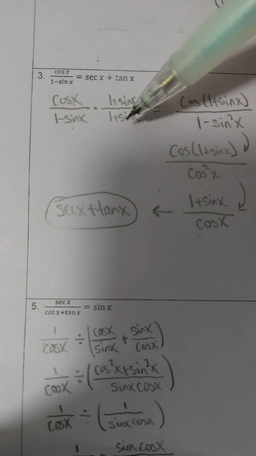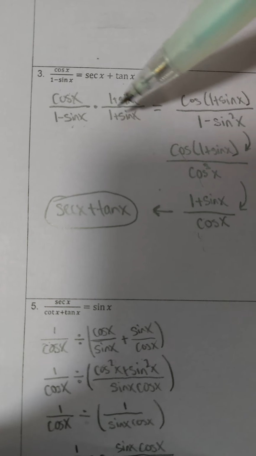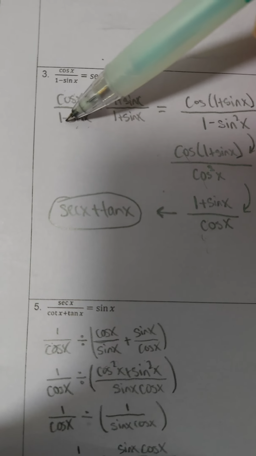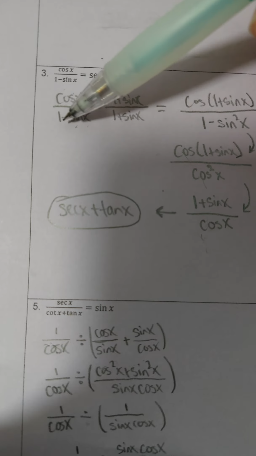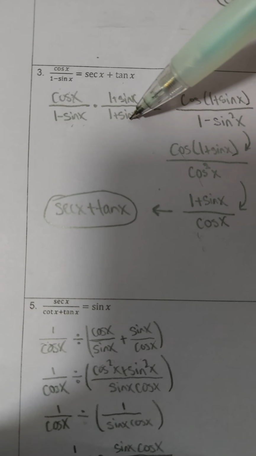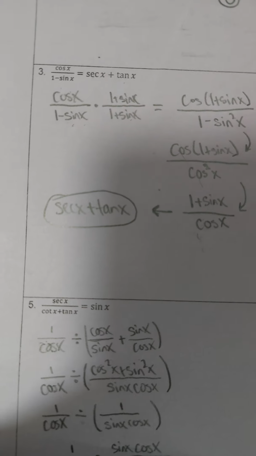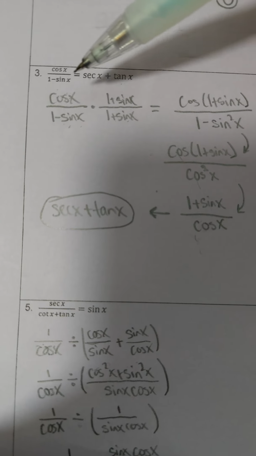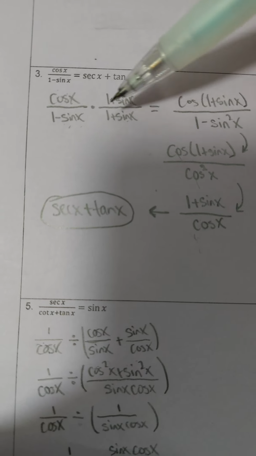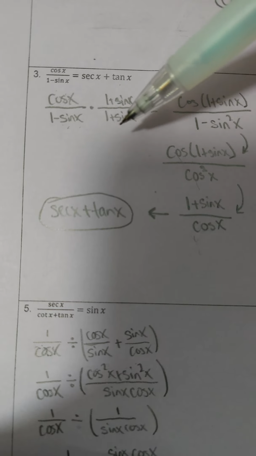So what we're going to do is multiply it times 1 plus sine x over 1 plus sine x. You just take the opposite of that. So it's 1 minus sine x, so we just do times 1 plus sine x. That will give us a difference of squares. And if you notice, we didn't really change this equation, because 1 plus sine x over 1 plus sine x is just 1.